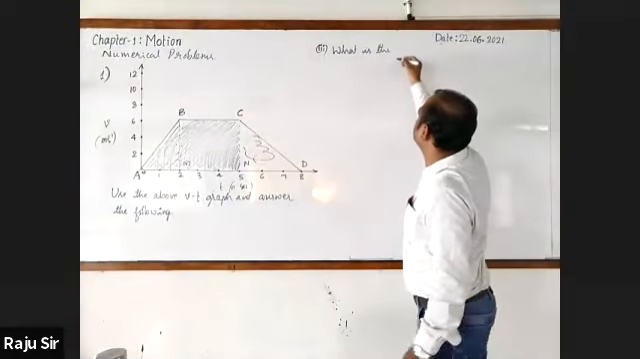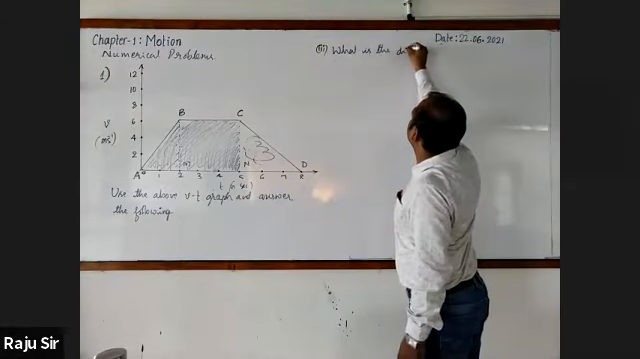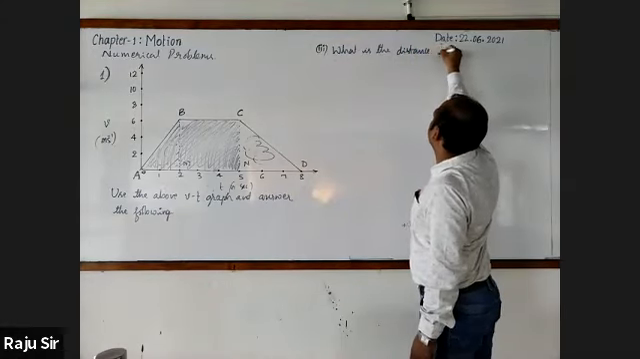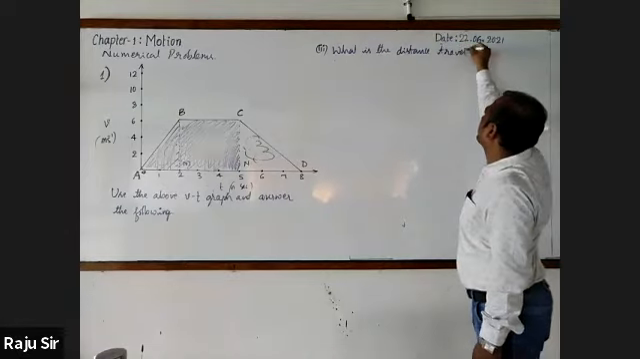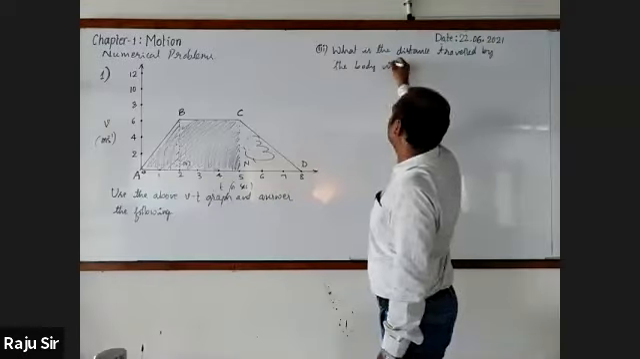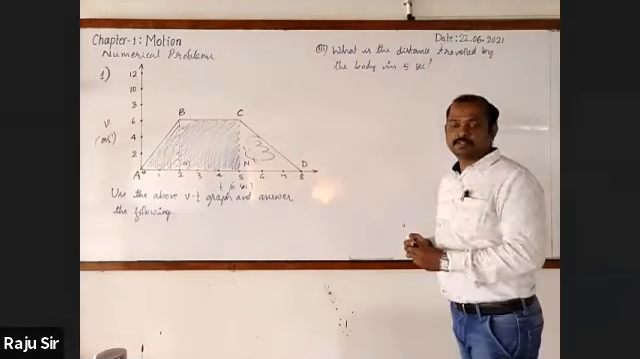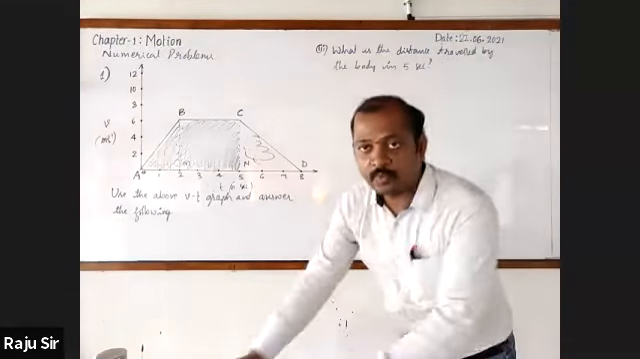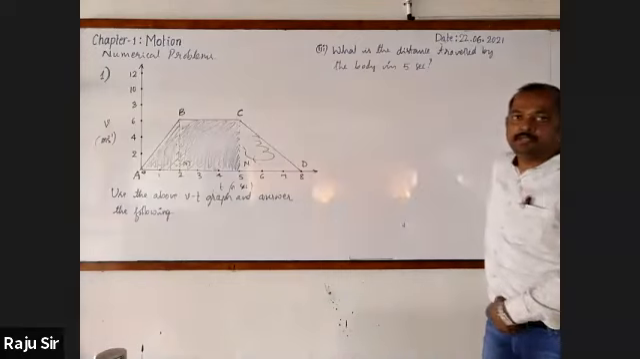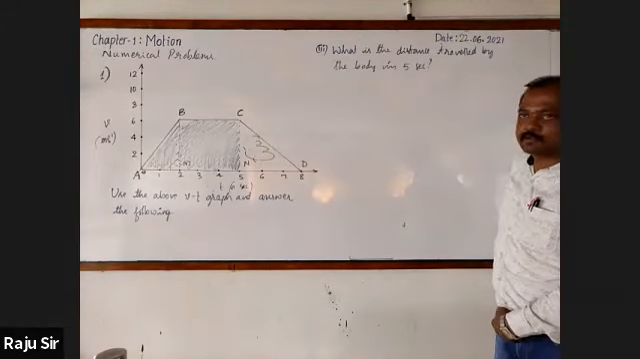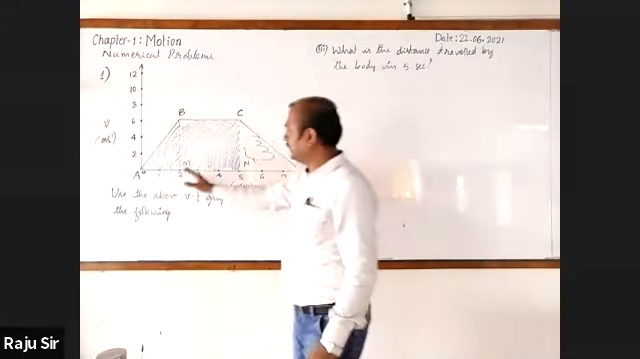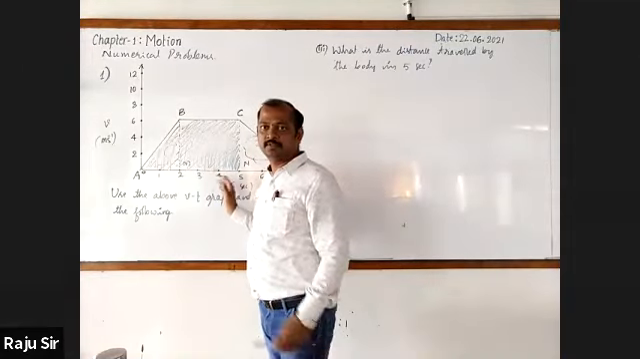What is the distance traveled by the body in 5 seconds? What is the distance traveled by the body in 5 seconds? So let us go for finding the area up to 5 seconds.